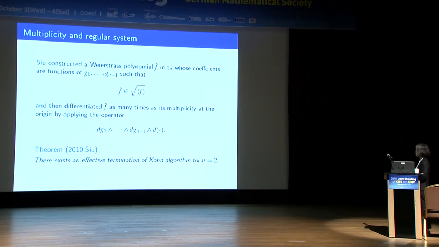And through this process, CU obtained an effective termination for n is 2. So he constructs one Weierstrass polynomial and then differentiates many times, and then he can terminate his algorithm.